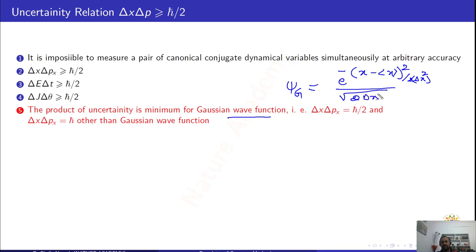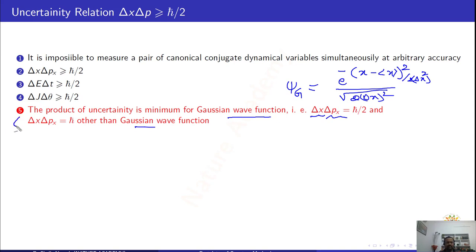So here also you can write 2 delta x whole square. Delta x is uncertainty, delta p is uncertainty in momentum, so that will be equal to h bar by 2. And for any other wave function, any function other than the Gaussian wave function, delta x into delta p is greater than h bar by 2. Generally we will get delta x into delta p is equal to h bar.